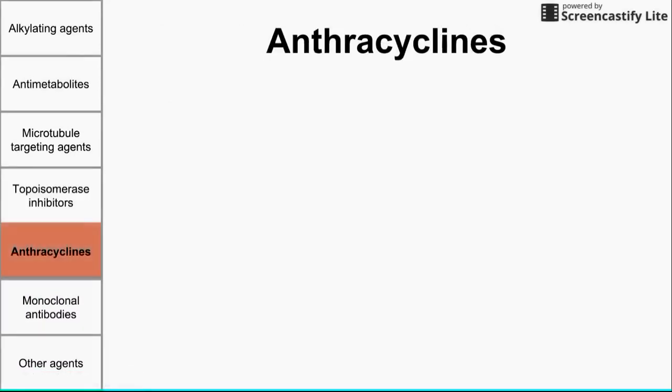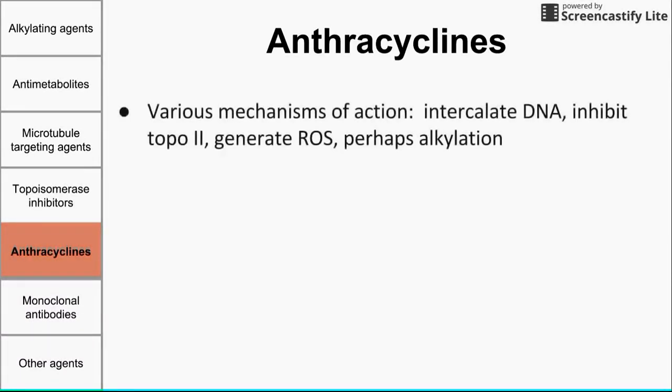Next class that we want to talk about are the anthracyclines. Anthracyclines kind of have an ambiguous mechanism of action. They do a bunch of stuff. They could do more than one of these. They could just do a few of these. Some of them are listed here. They can intercalate DNA, which means that they insert themselves between the two actual strands of DNA, preventing their replication and preventing synthesis of RNA from that DNA.